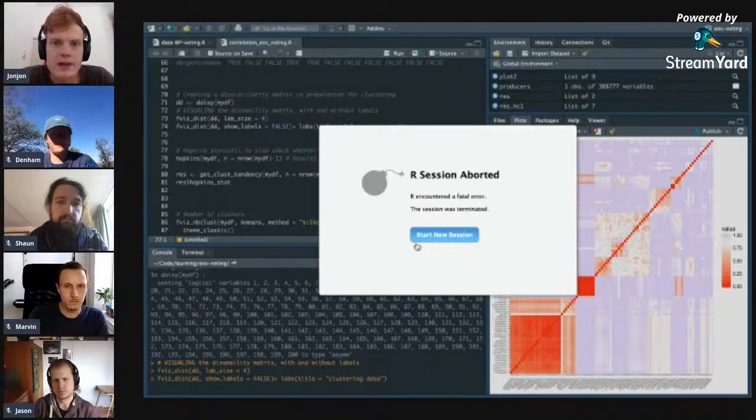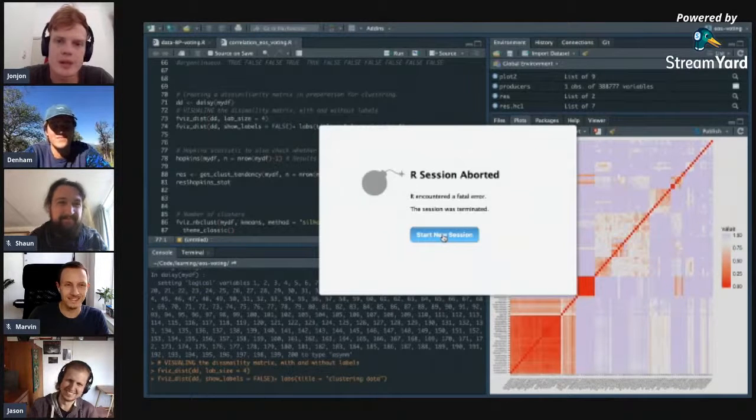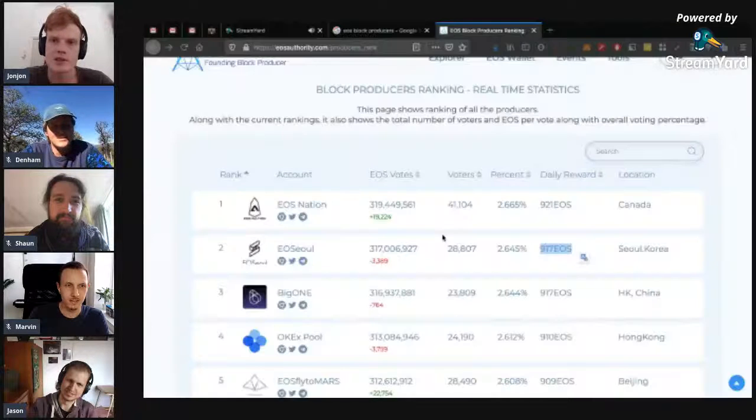Oh, dude, fatal error. Our session aborted. Are you seeing this? I think my computer is literally being overloaded trying to stream and run this code. But no worries, because I've got all of the results of the code in this paper, and you saw it was running and it was working.